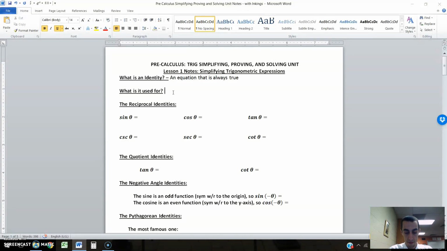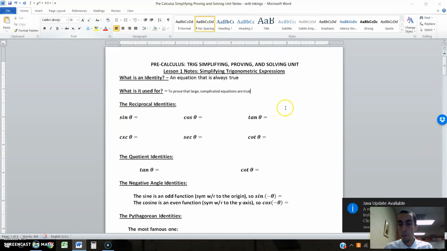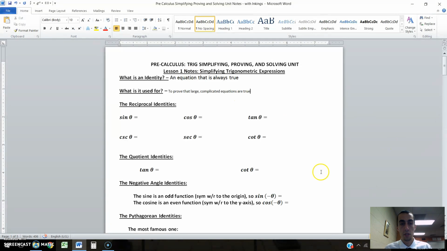What's it used for? A couple of things. First off, we are going to be given some pretty complicated trig equations. We're going to be taking identities, which are often smaller true trig equations, and we'll be using those to prove that the bigger, more complicated ones are in fact true.